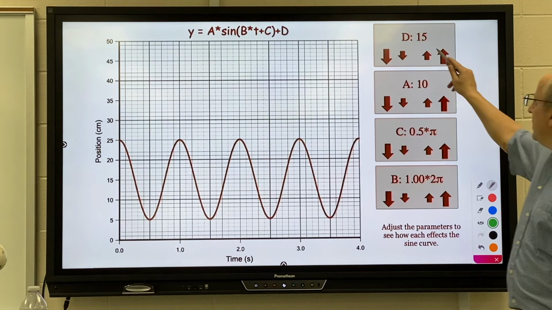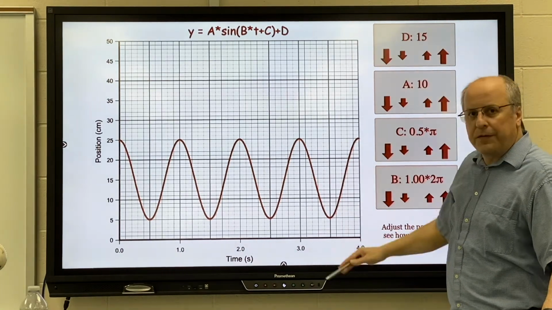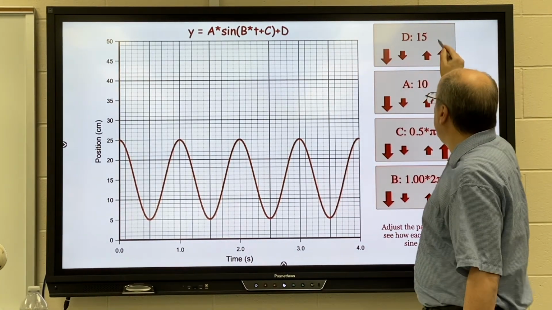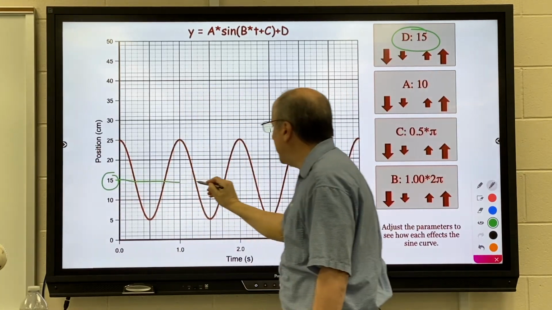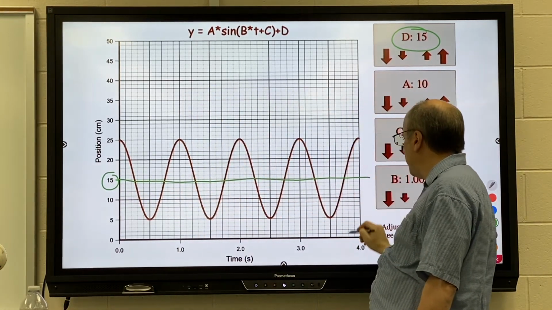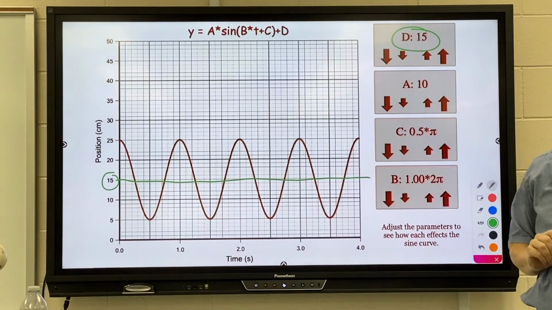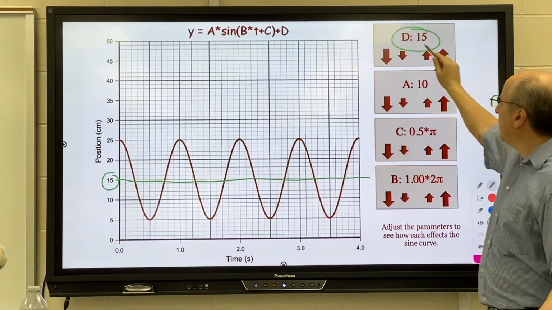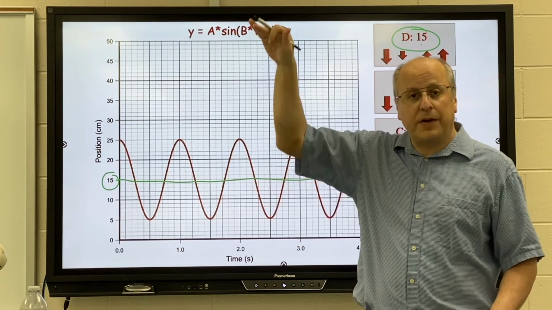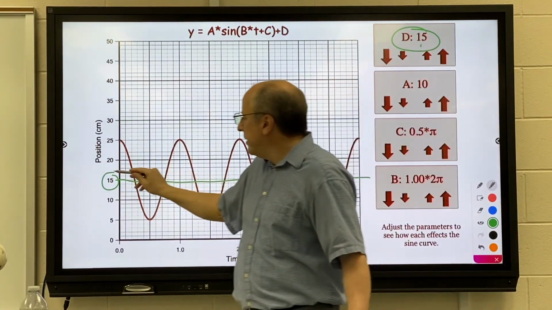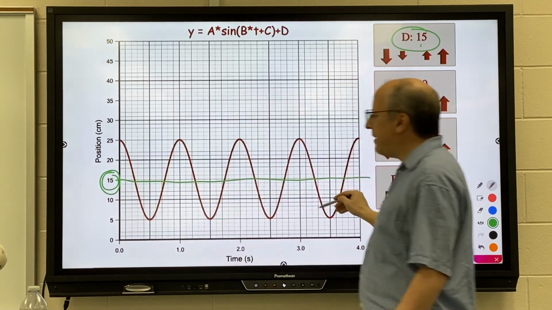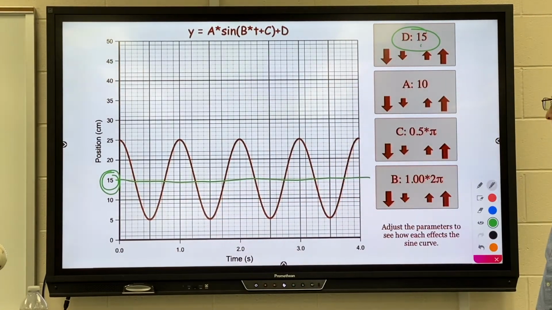So you'll notice the D value shifts the graph up and down. The D value actually tells you how far the middle of the graph is from the x-axis. Okay, so one more time. The D shifts the graph up and down, and the value tells you how far it is from the middle of the graph to the x-axis.